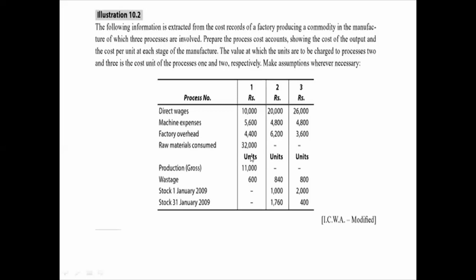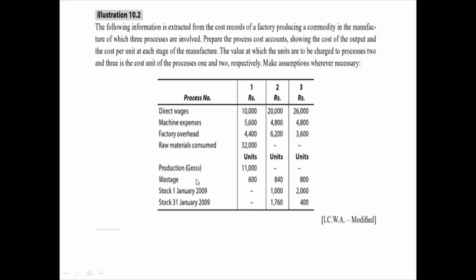Now let us come to the second half of the table, in which they are giving you the details in terms of units. Units may identify production gross. How much output is obtained in process 1? 11,000 units, and the amount is given as gross, not the net amount. I will explain what is the difference between gross and net amount. Net amount will be obtained after we deduct wastages from the gross amount.